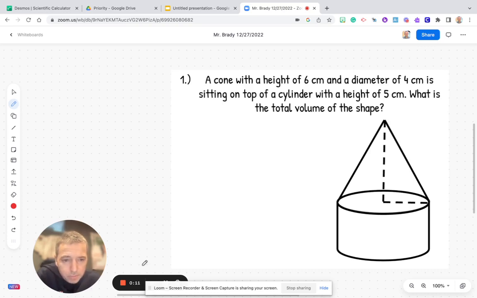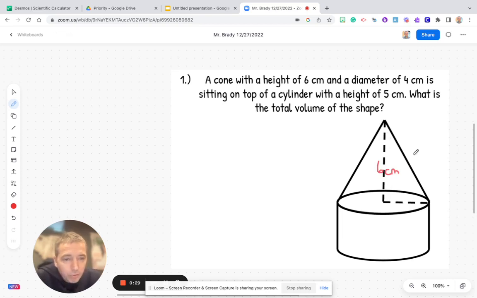So this time we have two shapes, a cone and a cylinder. We need to find the volume of each and then add them together. So the most important thing on this problem is to label it correctly. So the cone has a height of 6 centimeters. I'm going to put that right there. So that line going straight up, that dotted line in the middle of that cone is the height.